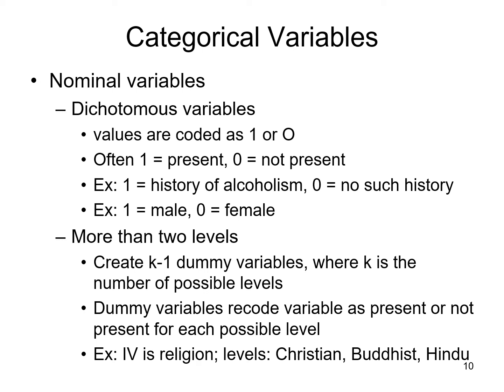So example again, if my IV is religion, at that point my levels might be Christian, Buddhist, or Hindu. So again, Christian, 1 or 0. If you're a Christian, you get a 1. If you're anything else, you're a 0. You're either a Buddhist or you're not a Buddhist. If you're a Buddhist, you're a 1, anything else is 0. And anyone that's scored as 0, 0 would therefore be coded as a Hindu.